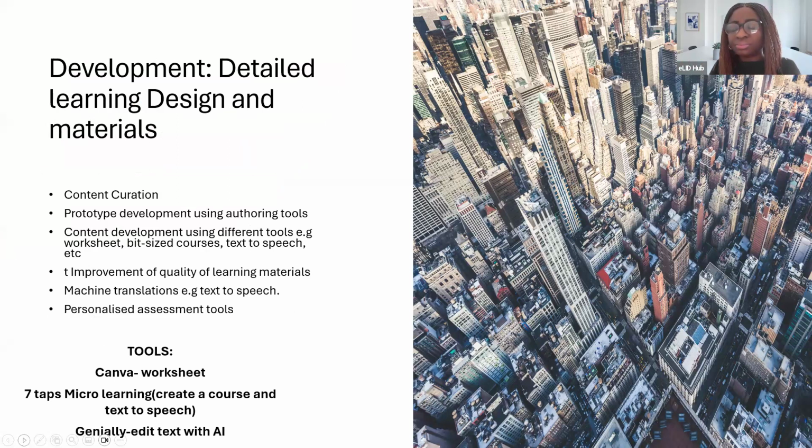some courses. Let's say 2 courses or 3. Because we're using AI, so it's supposed to be fast, right? So like I mentioned earlier, we're going to be using 7TAPS microlearning app, and we're going to be using Genially. So if you can just click on the link that I put in the chat section now.